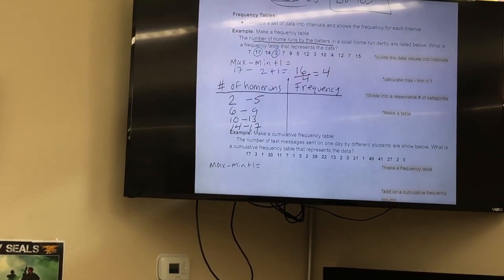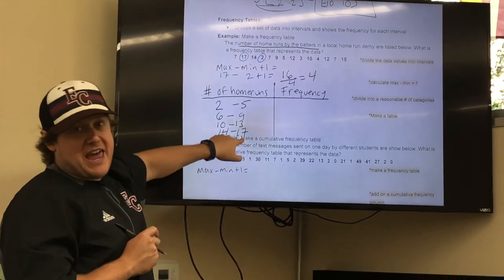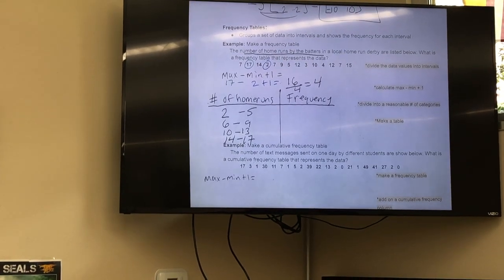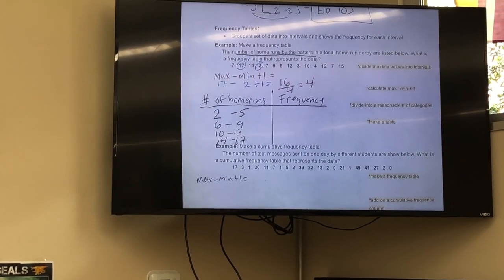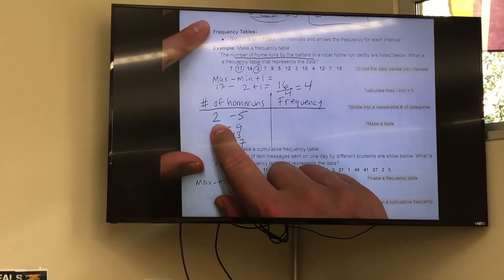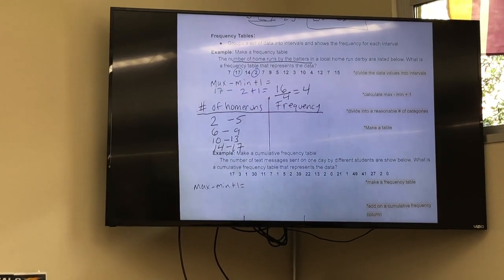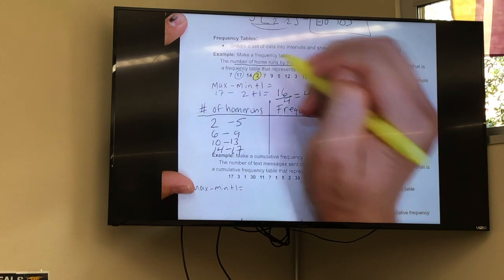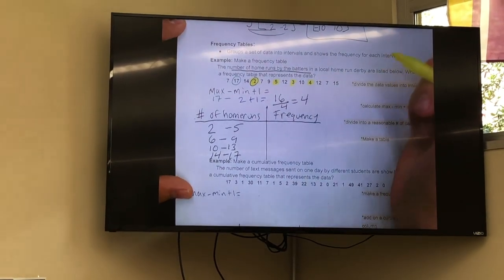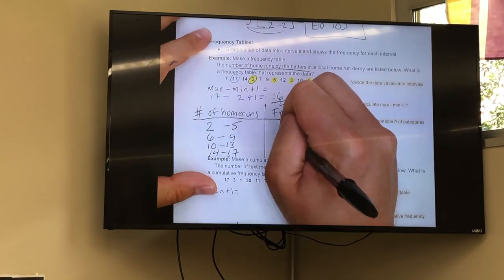As you can see, if you do this correctly, it always should start at your min, and your max should always end at the last number, or it should be covered by the last number. Now we are going to go through and count the number in each category. So first we're going to check the numbers 2 through 5. So I'm looking for any 2 through 5. I have a 2, a 5, a 3, a 4. Okay? I counted 4 numbers there. So that is the frequency.